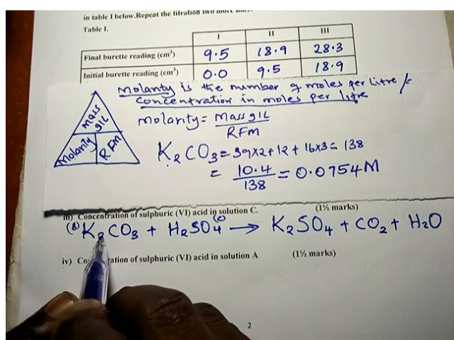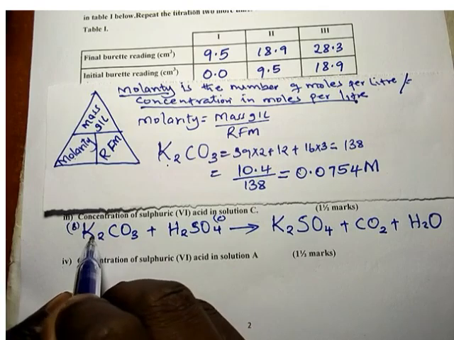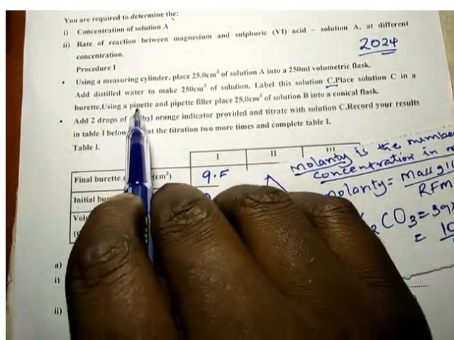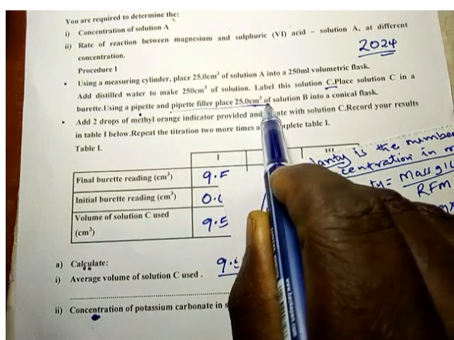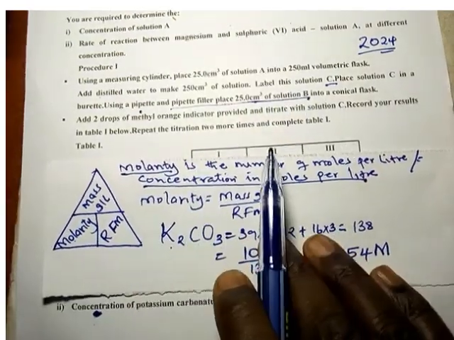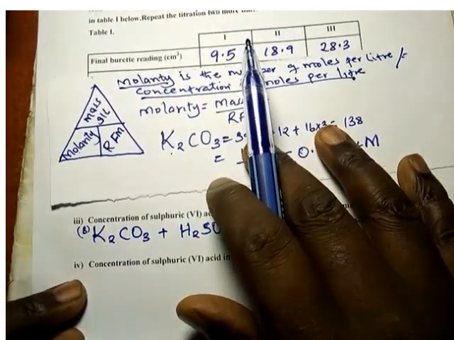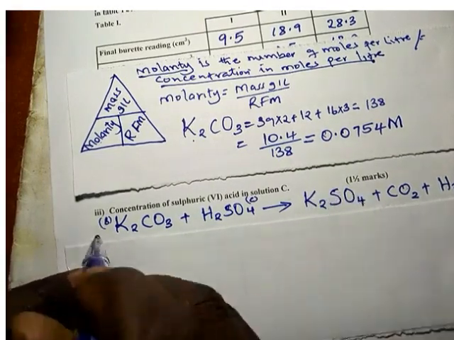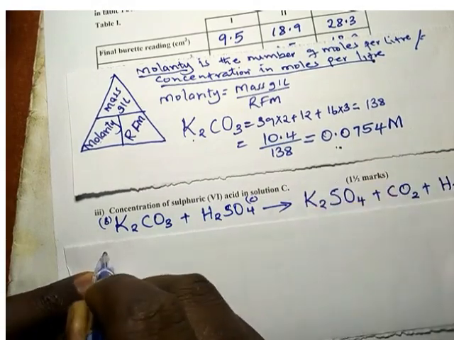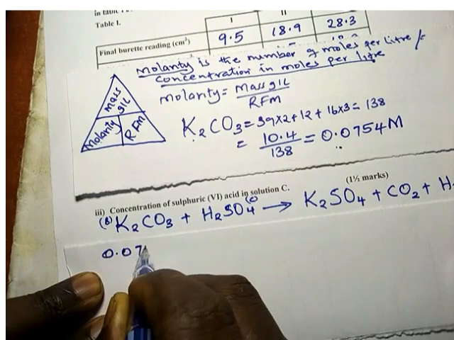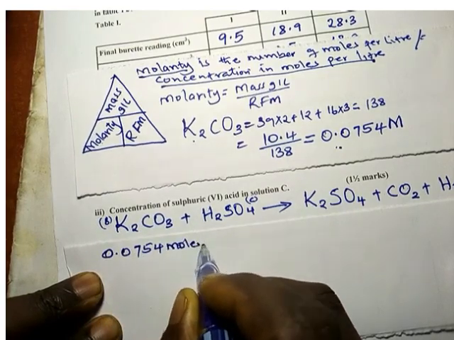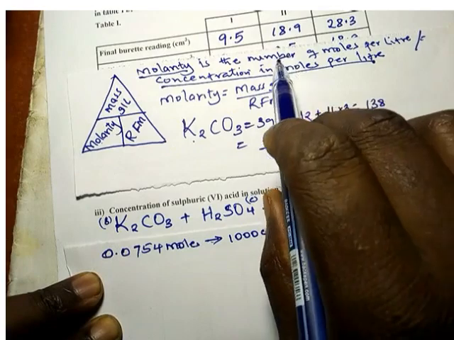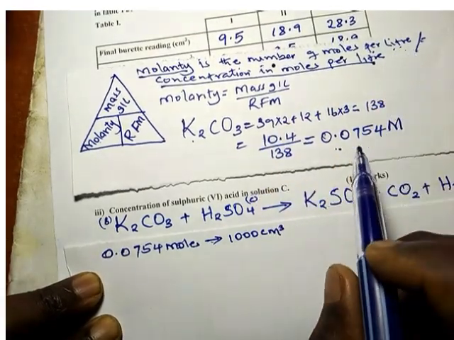We know the molality of this one. We know the volume of solution B that was used. You were told that using a pipette, 25 of solution B. But molality is the number of moles in what? In 1,000. Therefore, this 0.0754 is the number of moles in 1,000 centimeters cubed, because molality is the number of moles in a liter. A liter is equal to 1,000 centimeters cubed.